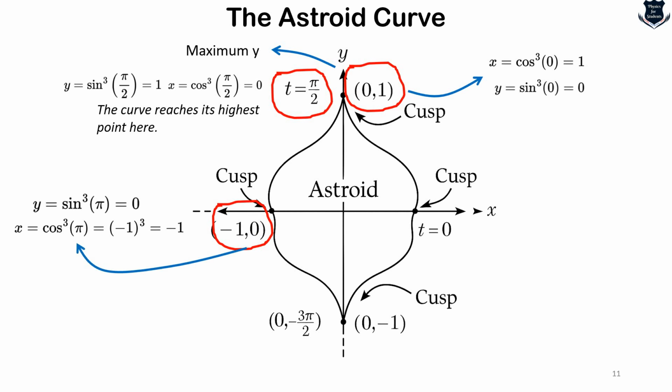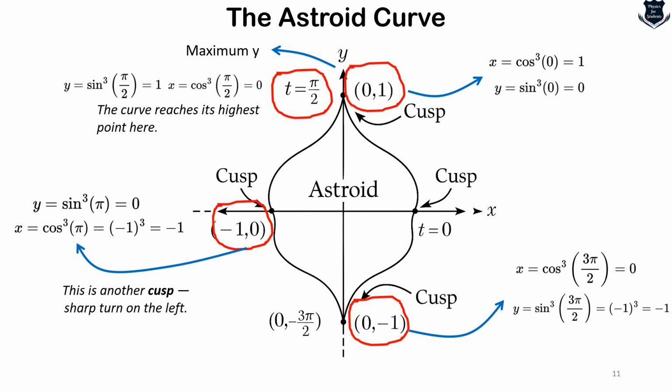Again we reach (-1, 0). You can see this mathematical calculation, sine cube pi equals 0 and cos cube pi, minus 1 cube, equals minus 1, and this is another cusp which has a sharp turn on the left. Why I'm mentioning this cusp will come into use very soon when we talk about the velocity and the motion of the particle. Again (0, -1), this is another cusp which is downward towards this star.